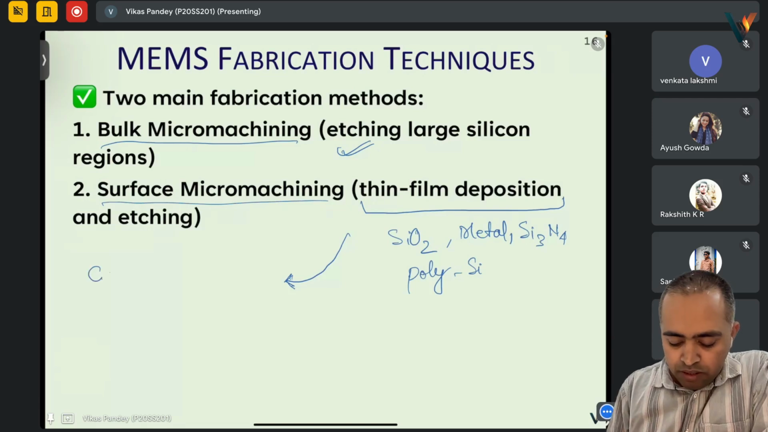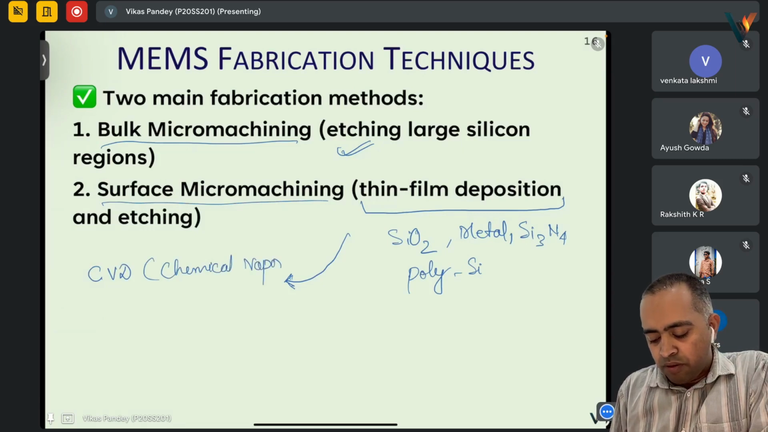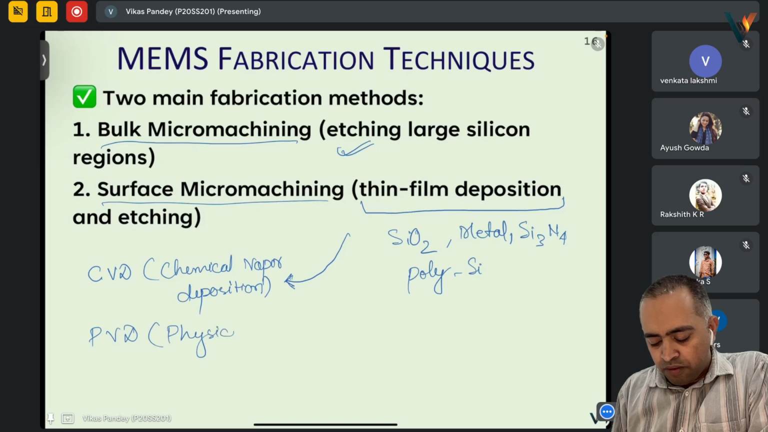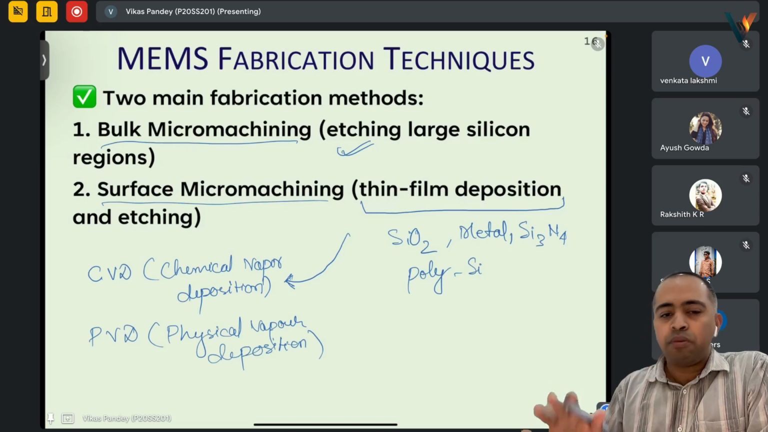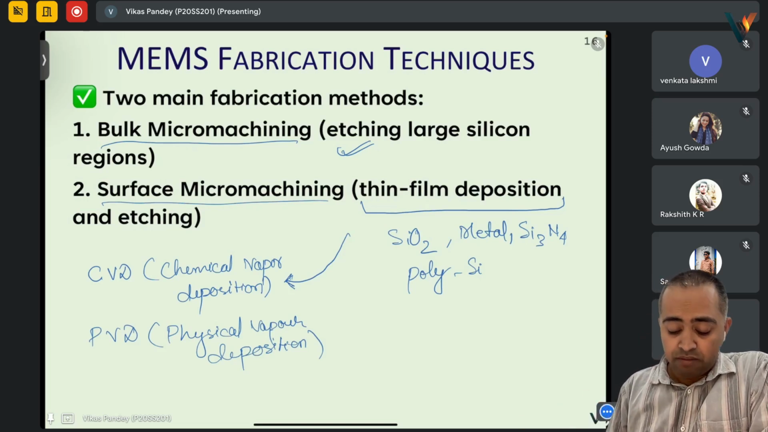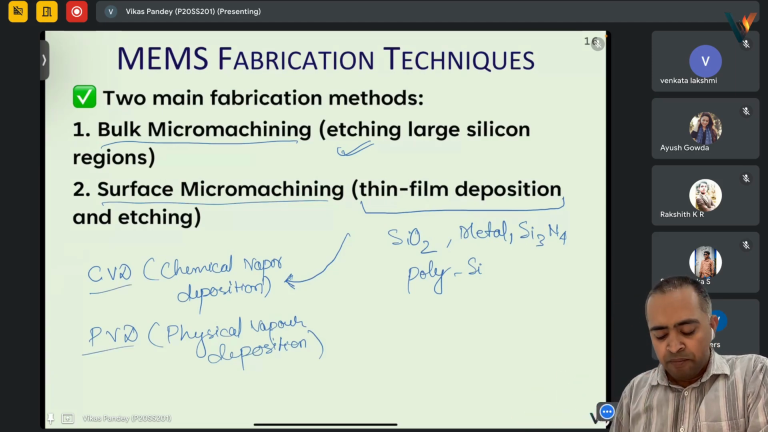CVD is chemical vapor deposition. The other one is PVD, that is physical vapor deposition. We will not be able to cover all of these. Inside CVD, again, there are multiple types of CVD available. PVD also has multiple types.